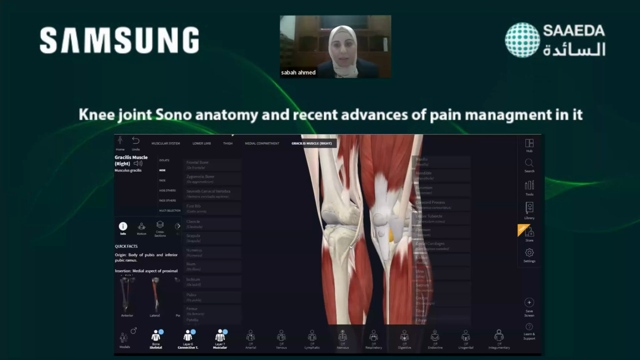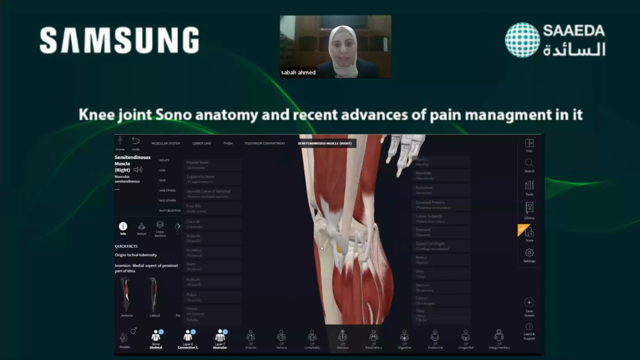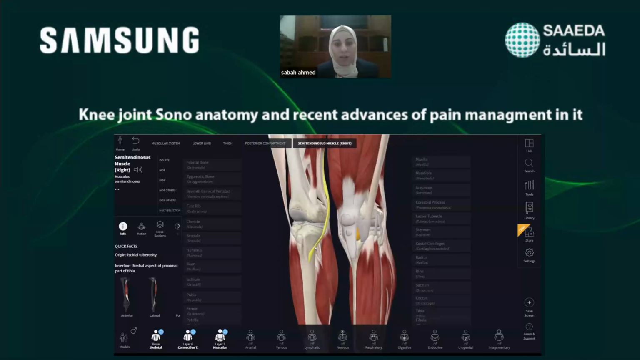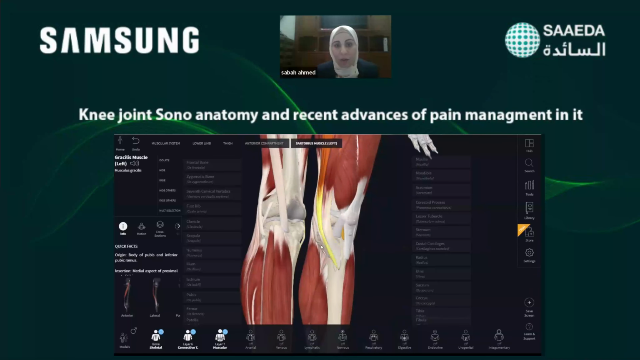And the third muscle comes from the posterior part, as you see, to be inserted at the medial part of the upper tibia. This is called semitendinosus. So all these three muscles, if you see here, are called the pes anserinus tendon. Pes anserinus tendon.